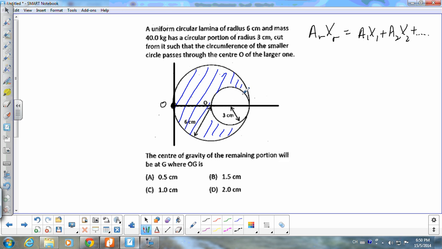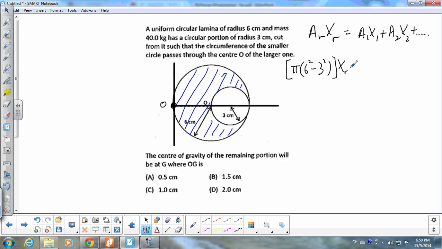So what is the big area here? Big area is pi r square. What is the r? R is 6 cm for the big circle. So pi r square, and we need to minus off the area of the small circle, which is pi times r square, where r is 3, so pi times 3 square. Now times the X resultant. The X resultant is the one we need to find later on as the center of gravity.